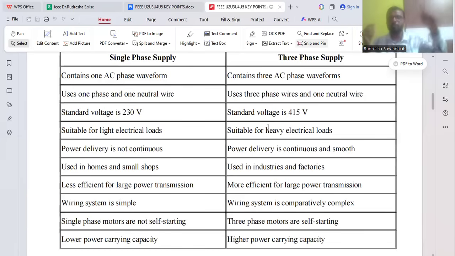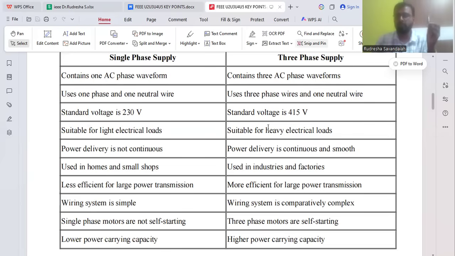Single phase contains one AC waveform, which means there is only one phase wire and one neutral. There are only two wires in single phase. In three phase, there are three main wires carrying three alternating currents. When you have direct current, you use the transformer to make the alternating current. It contains three AC phase waveforms.